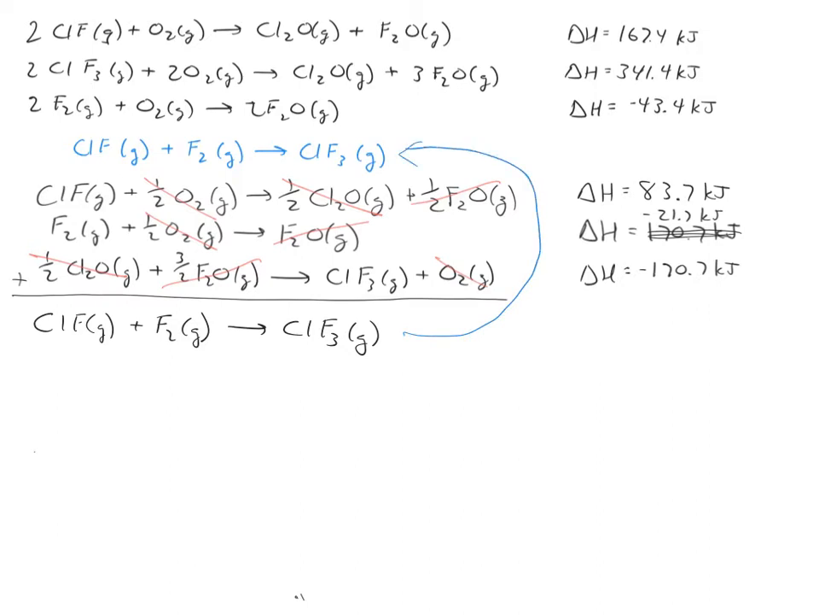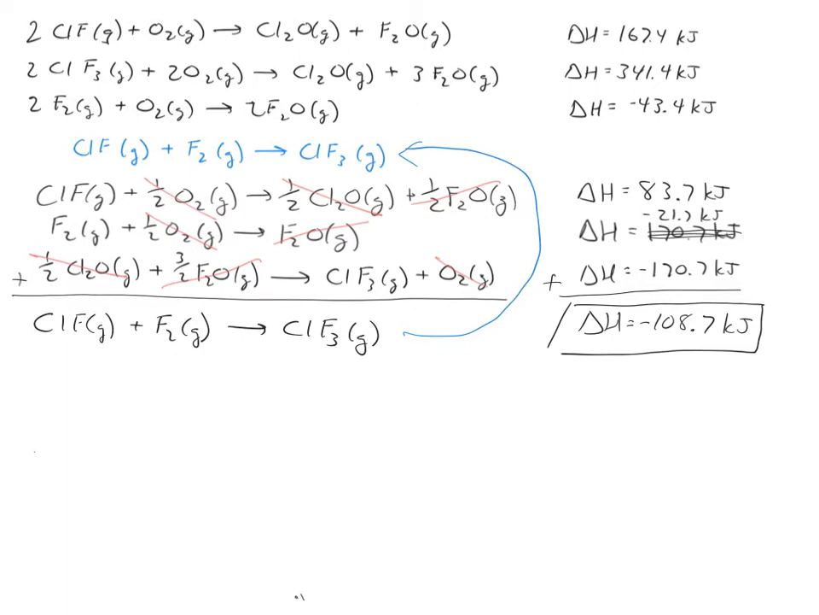And so at this point, now I do the same thing. I add up the delta H's that I've accumulated. So 83.7 plus a negative 21.7 plus a negative 170.7 gives me a final answer for this delta H of negative 108.7 kilojoules. And that then is the delta H for this unknown reaction.